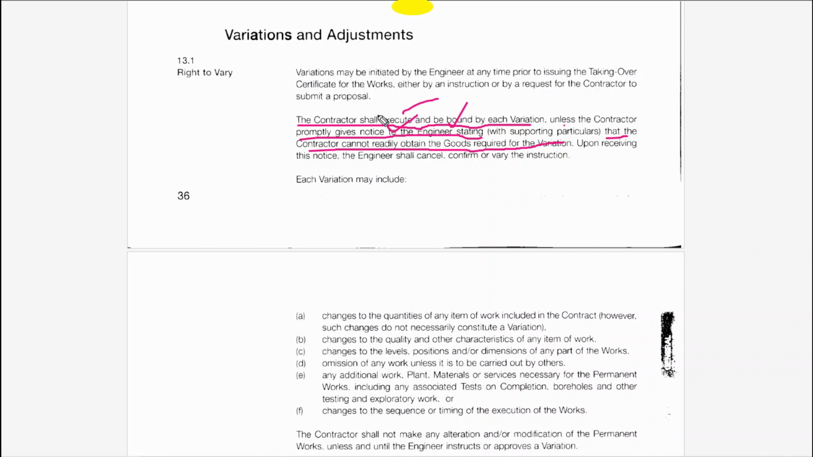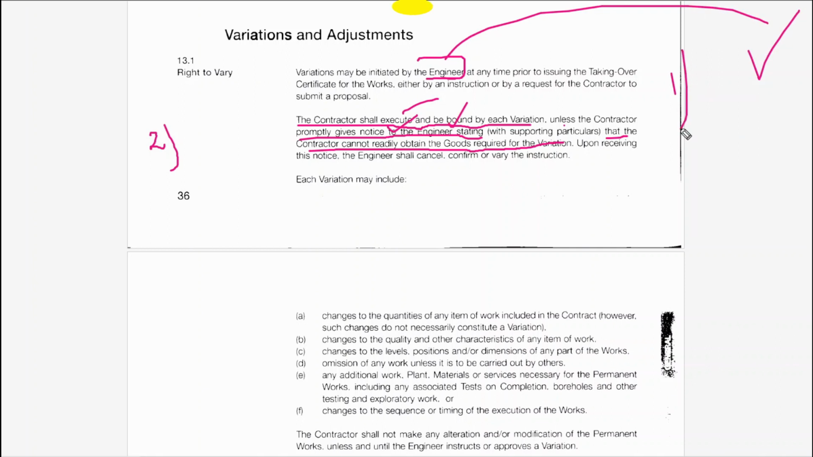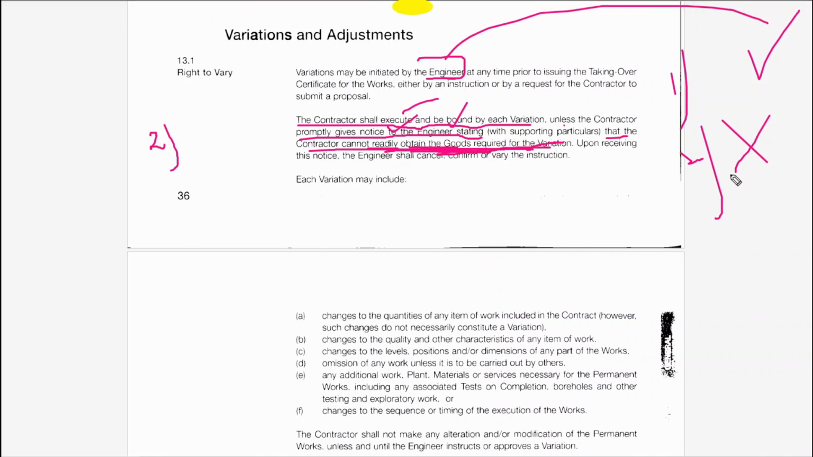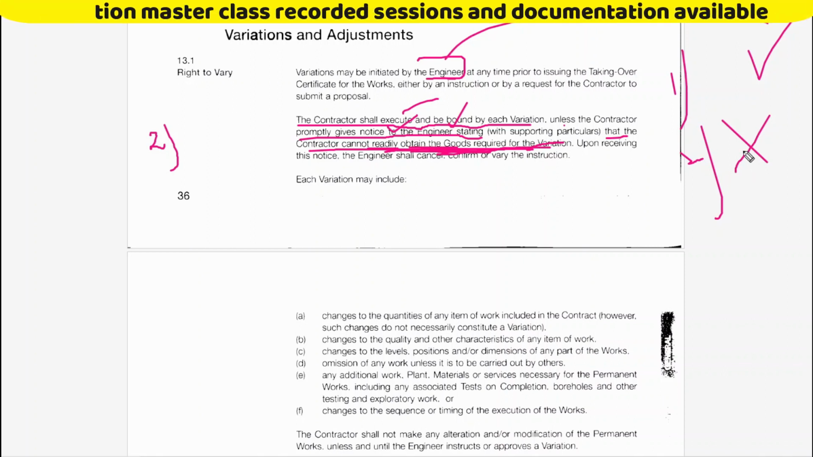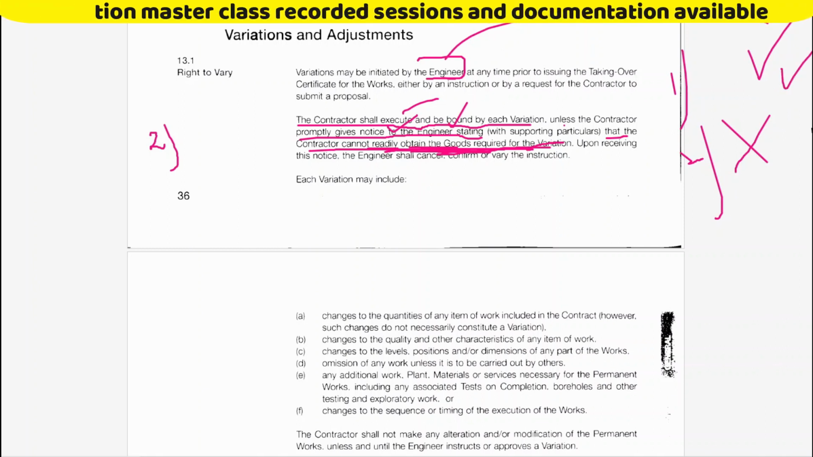It means if any variation is initiated by the engineer, we can consider two situations. In the first scenario, the contractor can accept. In the second scenario, the contractor cannot accept because the contractor cannot obtain the goods required for the variation, or other material to do that variation. So sometimes the contractor writes a notice to the engineer: Mr. Engineer, we cannot do this variation due to these reasons. So there are two scenarios: the contractor can accept or the contractor can omit the variation. We have to understand these things very properly.